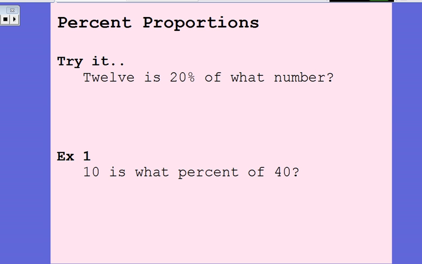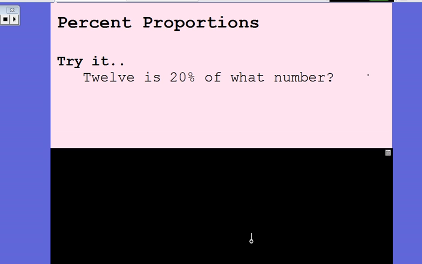Okay, so let's apply this to a practice problem. This says 12 is 20% of what number? Because the first ratio I'm looking for is always the percentage, I try to find either the symbol that is the percent symbol or the word percent. I see the symbol here, so I'm going to take that 20% and write it as a ratio without the percent sign over 100, so 20 over 100.